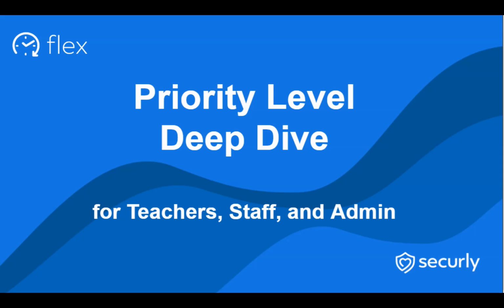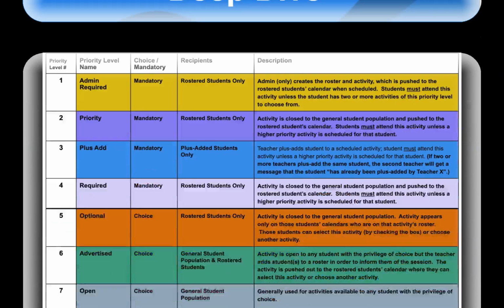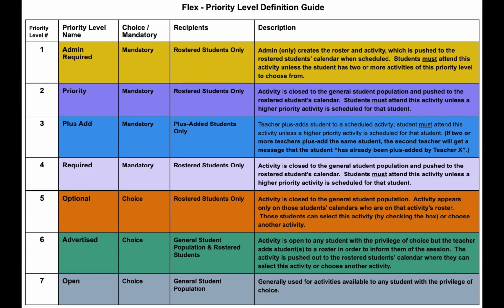Welcome to Securely Flex. This video will be about the Flex priority hierarchies, which are the levels that you use to create Flex activities for kids. The system works in a series of priorities or hierarchies from 1 to 7. I'm going to provide a brief summary of the 7 levels, and then we're going to take a deep dive as we're going through into each one.